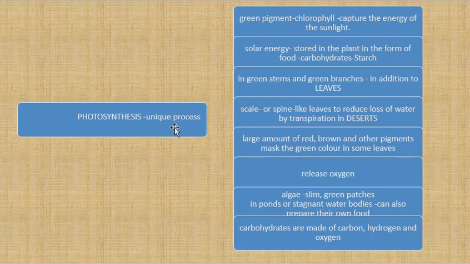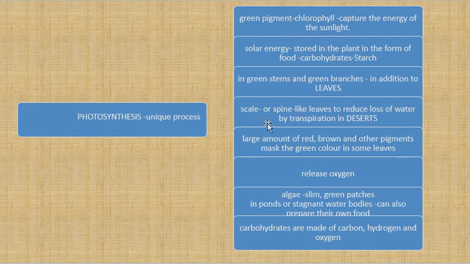Which means the ultimate source of all energy is the sun. So there is a green pigment called chlorophyll. Then there is solar energy. The food is stored. The food contains carbohydrate and starch. Food is stored in green stems and green leaves, where there is chlorophyll. Chlorophyll is there not only in leaves but also in the stem.